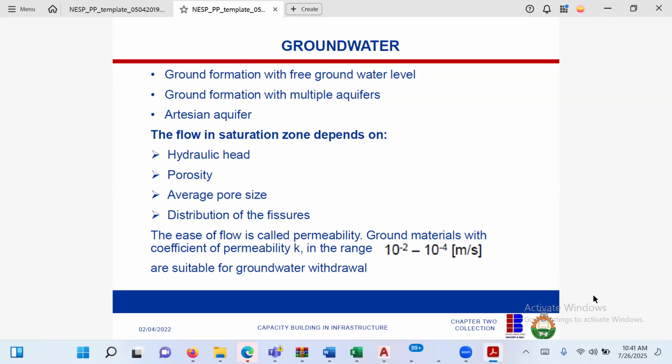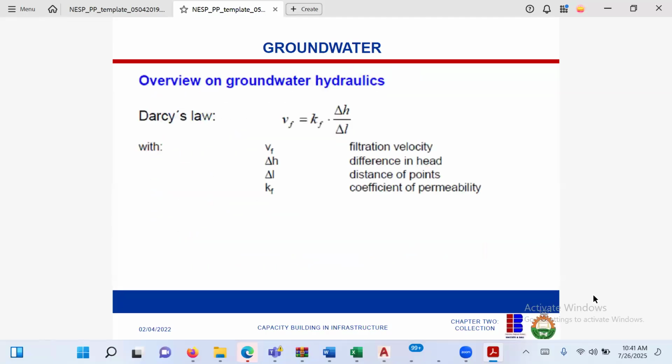For the groundwater, you need to look at the formation. We know all these things when we come to drill boreholes. You look at the multiple aquifers. Sometimes the first aquifer is not the best aquifer for many factors, okay? So you need to consider the hydraulic head. You need to consider the porosity. You need to consider the average pore sizes. So these are things you need to look into before you establish your groundwater parameters. So this is something about groundwater.